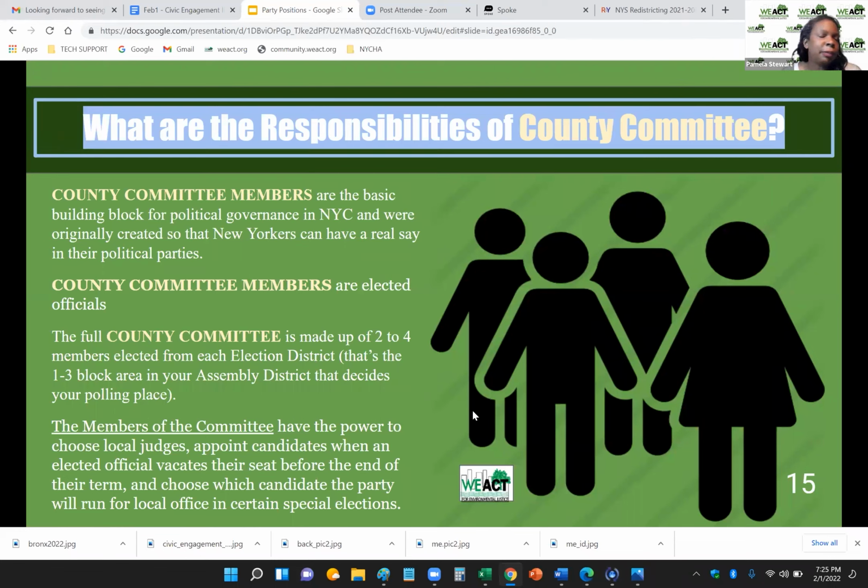Now, it doesn't mean that they don't have to run in a primary election at some point. The person who won in the 68th now has to run again during the primary election in June against other Democrats who may want that seat as well. So these are all very powerful positions.